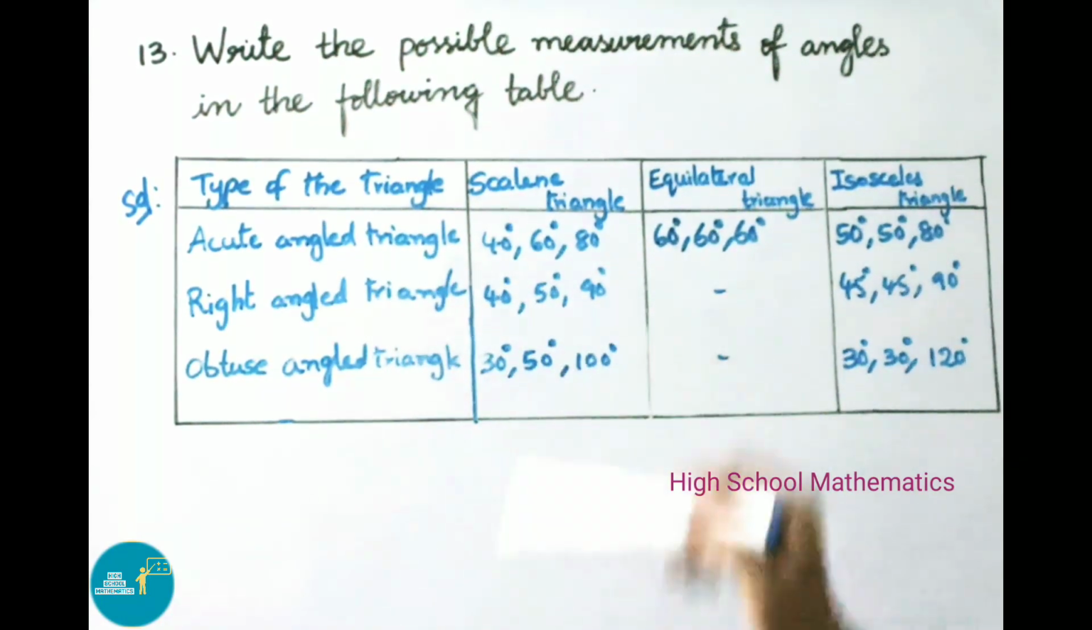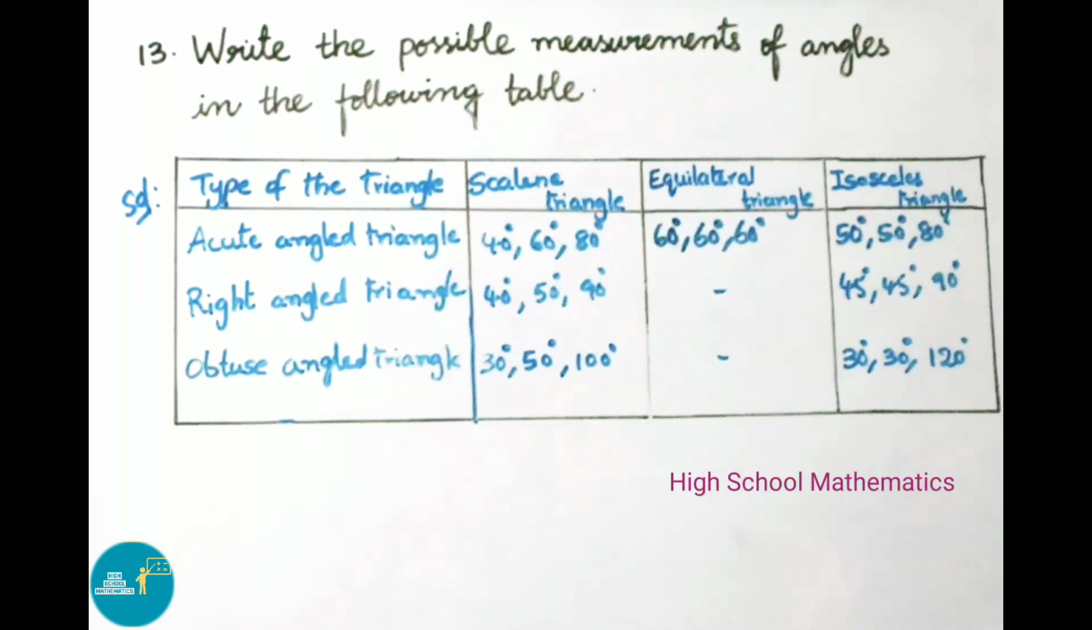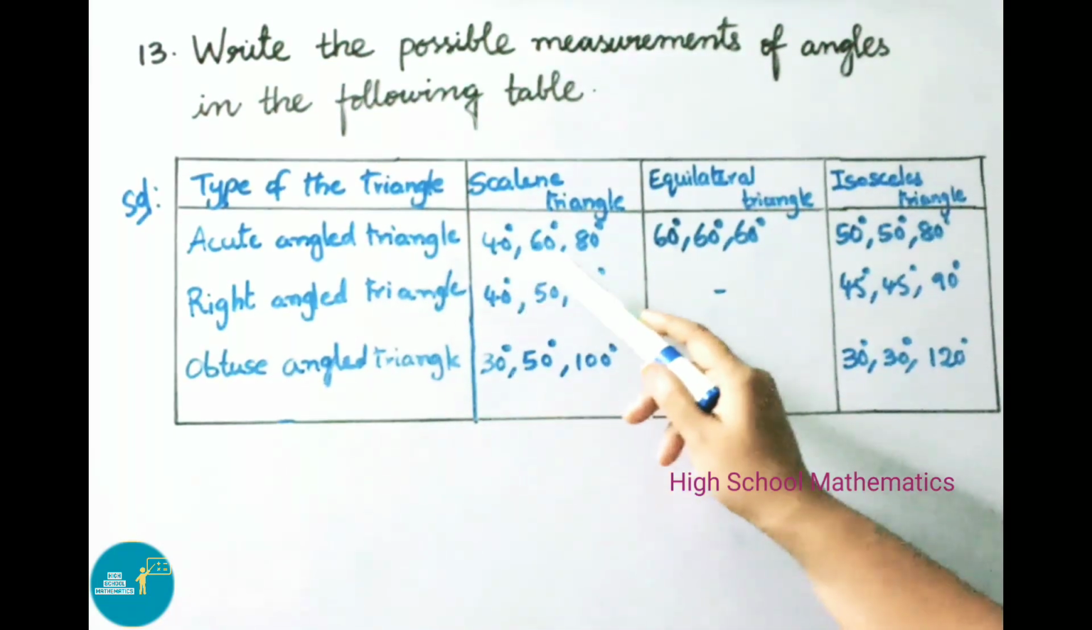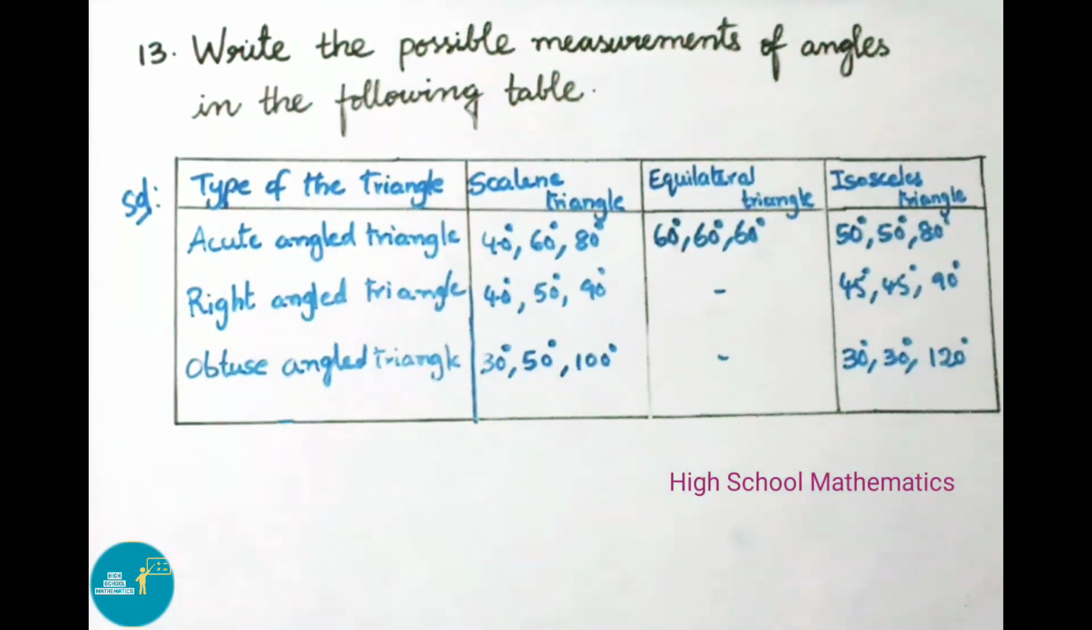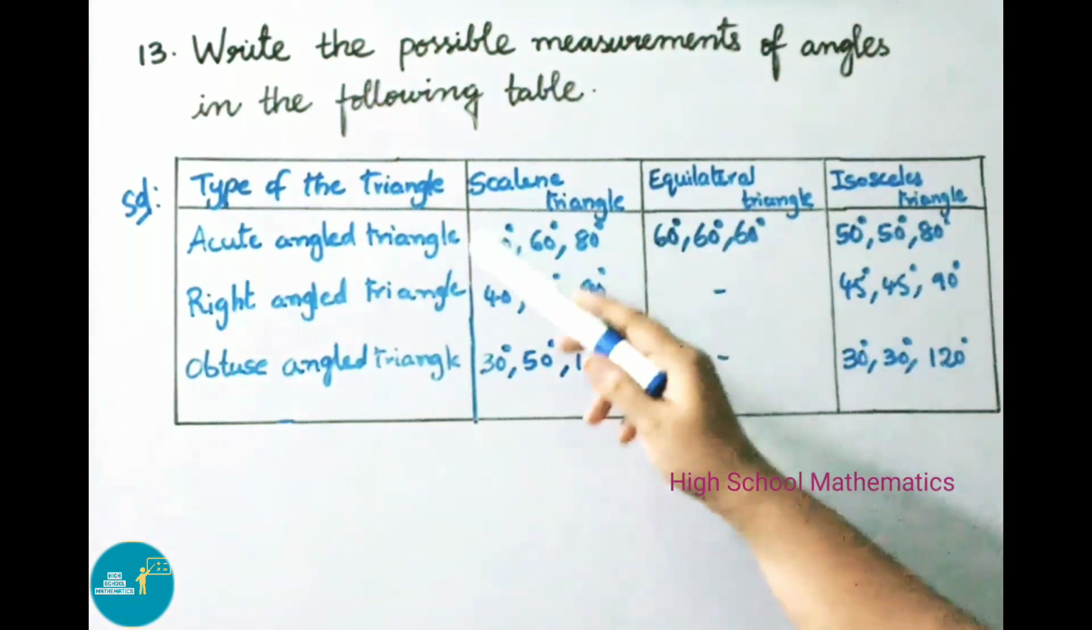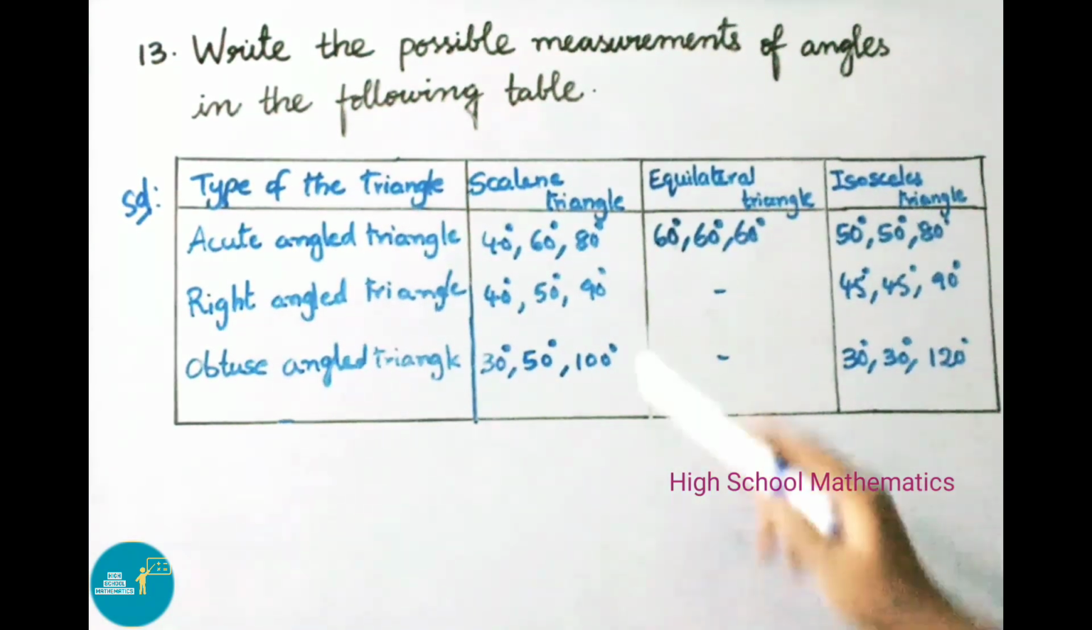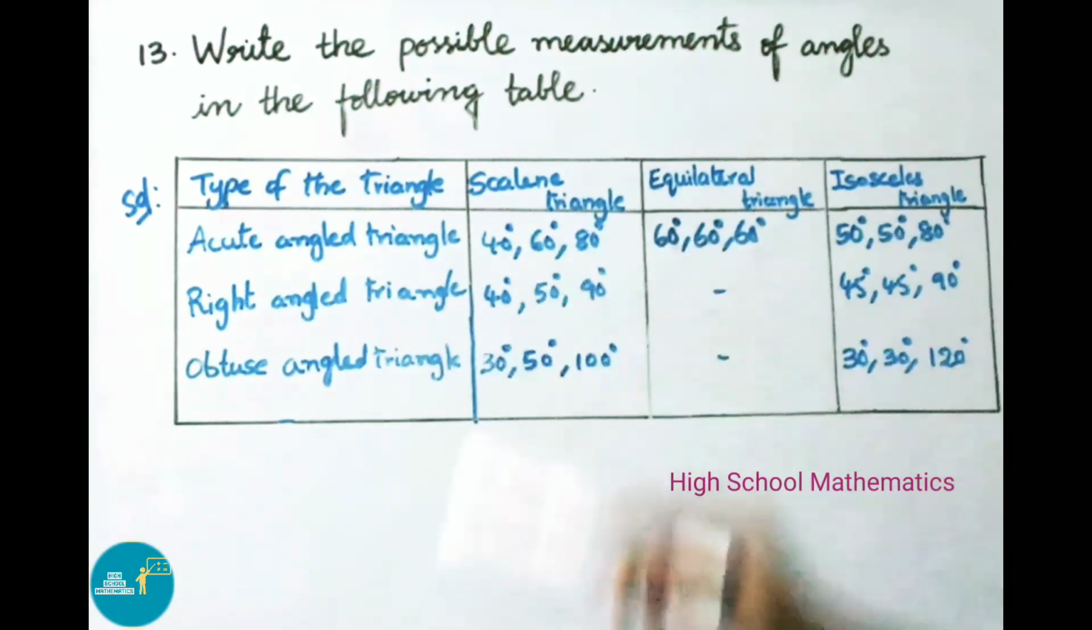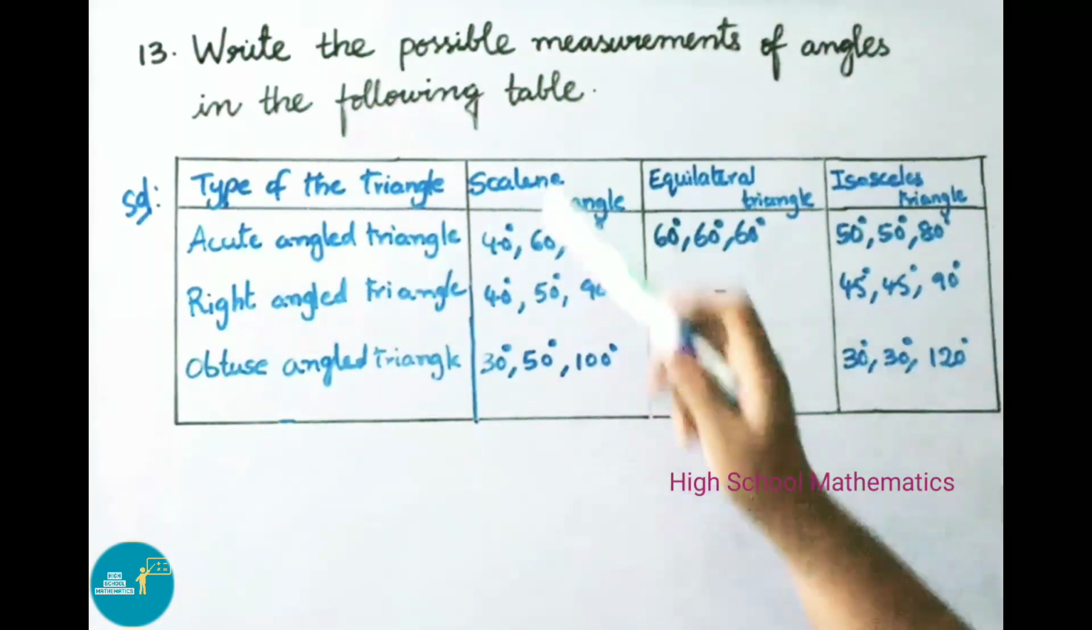See here acute angled triangle. Acute angled triangle means all three angles must be acute angles. So we have written here example 40 degrees, 60 degrees and 80 degrees. And we also must remember the sum of the angles in a triangle must be 180 degrees. See here 40 degrees, 60 degrees, 80 degrees. All these three angles are less than 90 degrees and the sum of these angles is 180 degrees. So this is an acute angle triangle. Scalene means all three angles must be different. So it satisfies both the triangles.